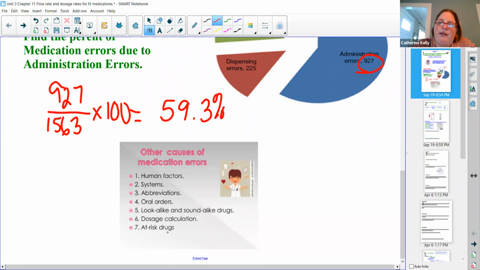There are other causes of medication errors: human factors, systems, abbreviations. That's why you have to know that page 38 abbreviation chart. Oral orders, always take orders that are written down. Look-alike and sound-alike drugs. Look-alike drugs look the same, but they're different. For sound-alike drugs, you're looking for the tall man letters within the order, because if there are large letters in the order, it means there's a sound-alike drug that might have a letter off, and it will be a different drug that does different things. So your dosage calculations and your at-risk drugs.